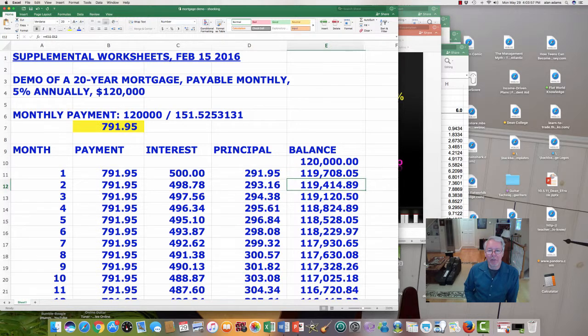Now, obviously, as that declines, and it's going to decline very slowly in the early months, the amount that you owe for principal every month will increase. The amount of interest will decrease, but they'll always total $791.95.